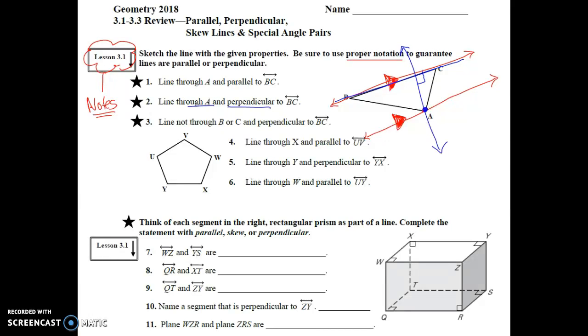And the last one, it says that I want a line not through B or C. So these are not the points you're going to go through. I'll X those out. And it has to be perpendicular to BC. So that really means that any line that is 90 degrees to BC is okay as long as you put the box on there and as long as it does not go through B or C. Now you can try the next one with this pentagon here and give it a shot.